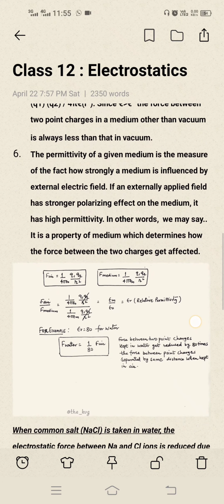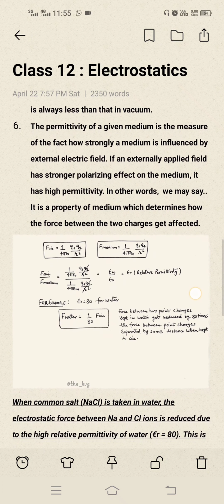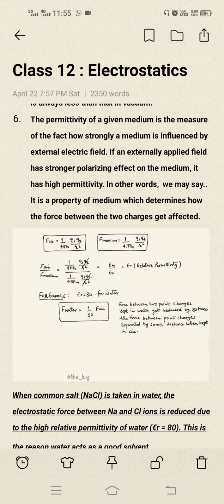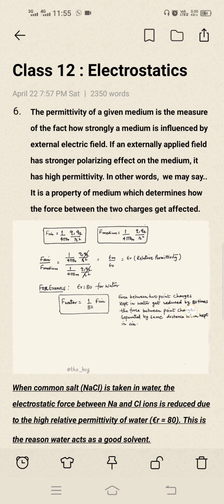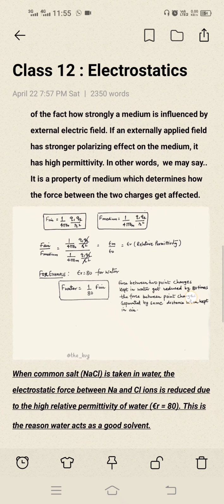A very interesting fact is, when common salt NaCl is taken in water, the electrostatic force between the Na and Cl ions is reduced due to the high relative permittivity of water, and this is the reason why water acts as a good solvent.